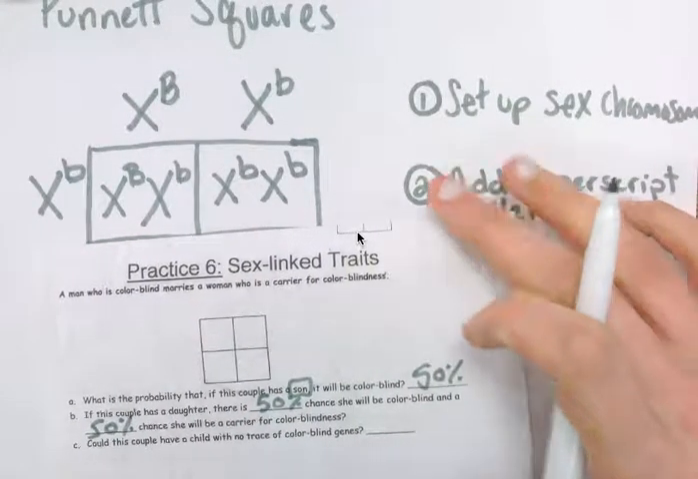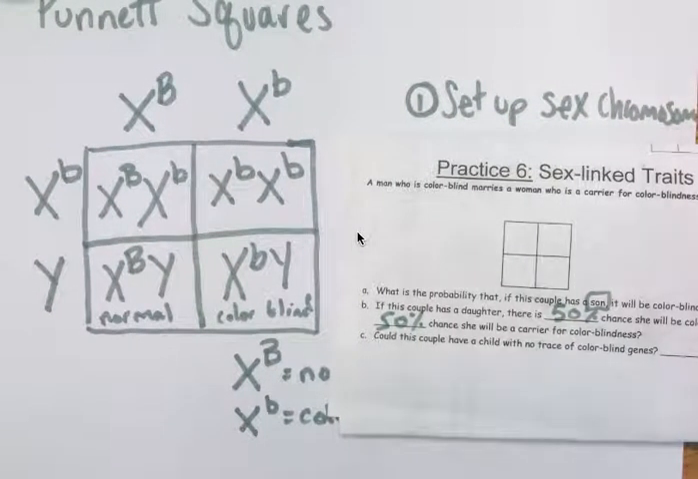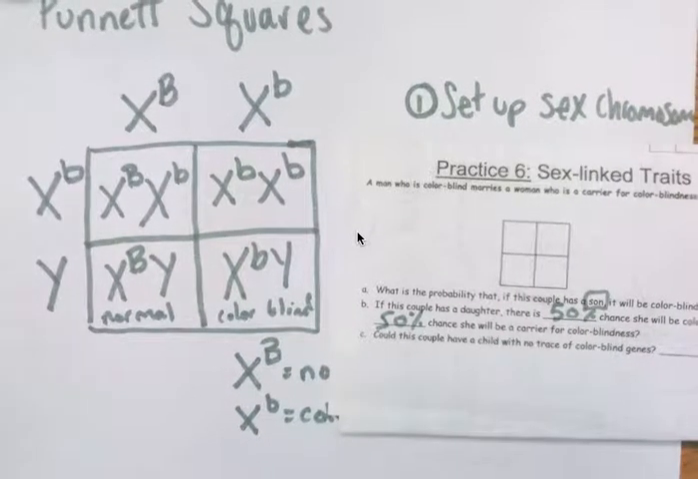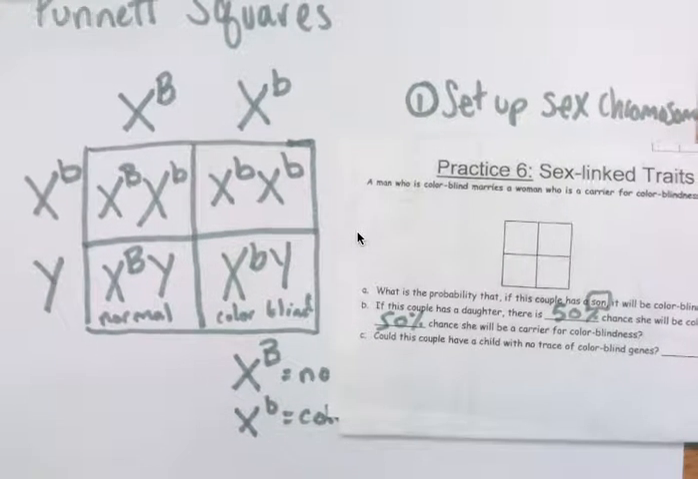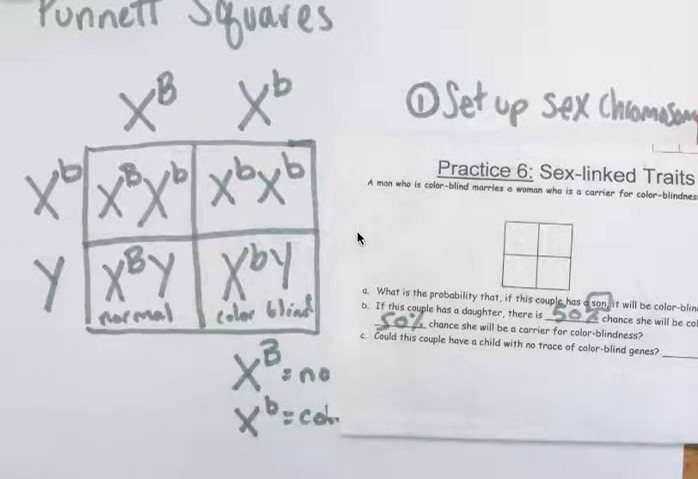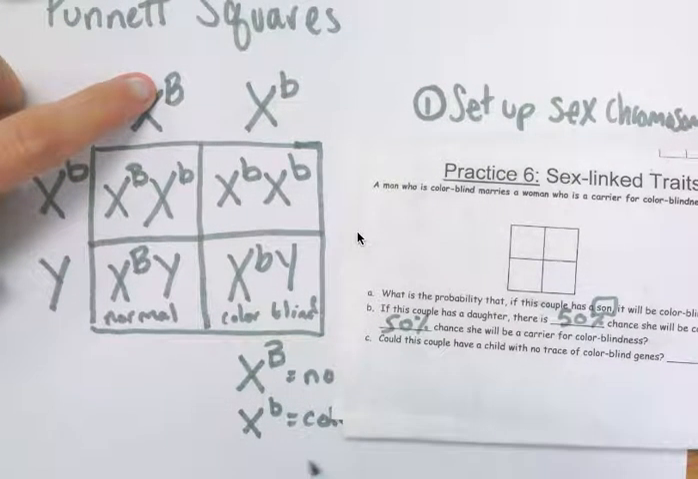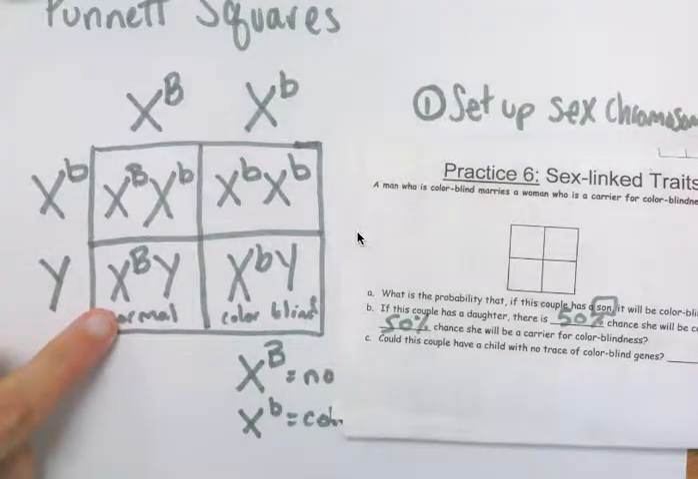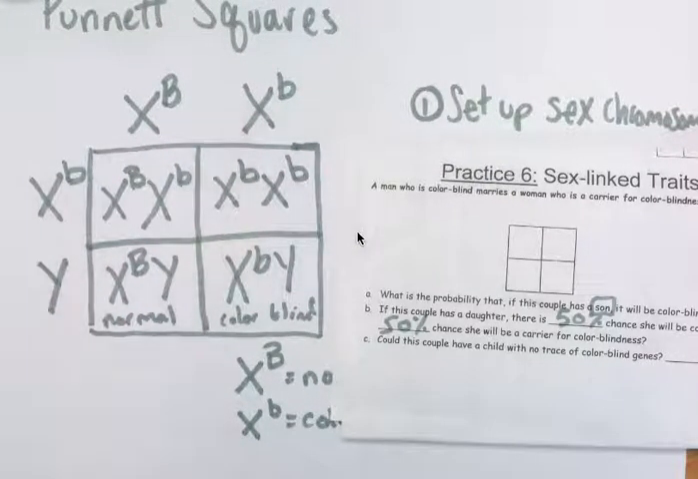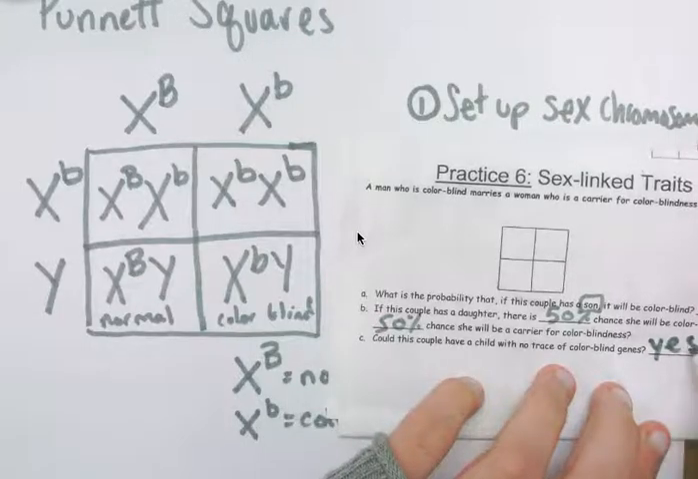Could this couple have a child with no trace of colorblind genes? So we look at all of them overall, and we see that there is indeed a chance that they could have a child with no trace of colorblindness. That would be they only have dominant alleles, and that's this one right here. So this would be a son. So the answer to that is yes.